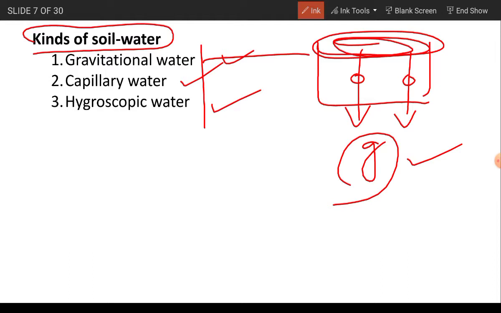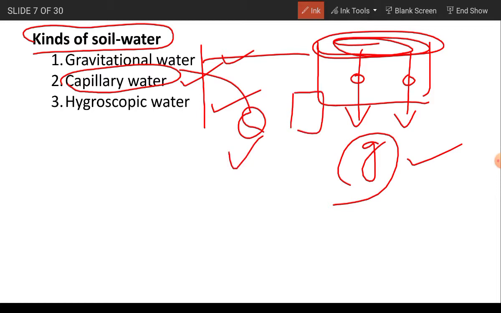At that time, it is called field capacity. The second one is the capillary water. The capillary water is nothing but the water held by micropores. Micropores, not macropores.